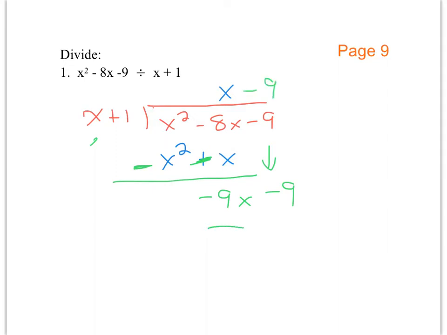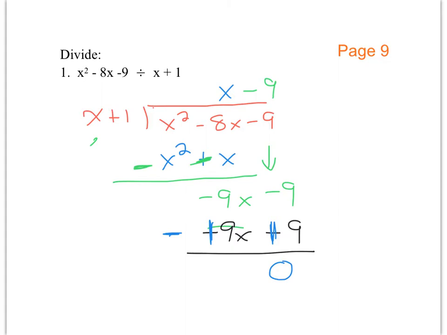x goes into negative 9x negative 9 times. I'm going to multiply through. Negative 9 times x is negative 9x. Negative 9 times positive 1 is negative 9. I'm going to subtract, which means I'm going to change all of my signs. So this becomes a plus, and this becomes a plus. Negative 9x plus 9x is 0. Negative 9 plus 9 is 0. I have a remainder of 0.